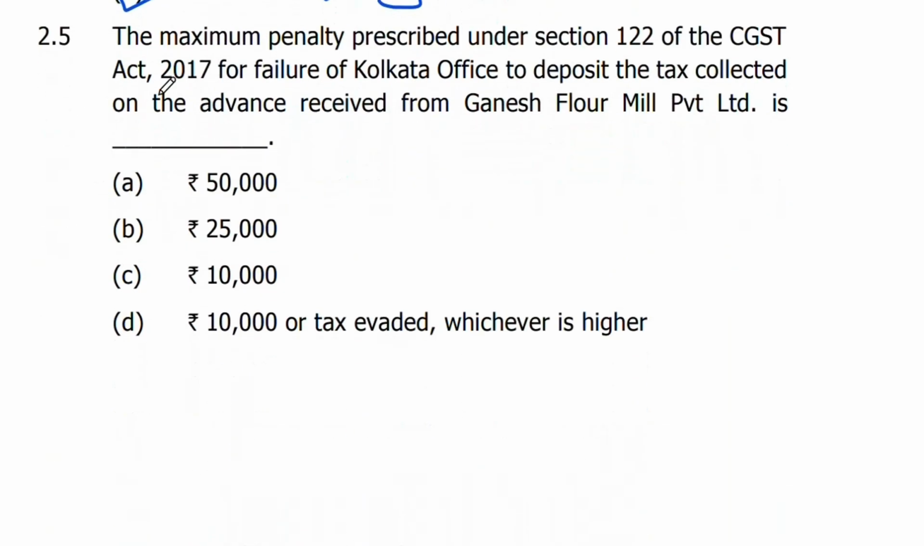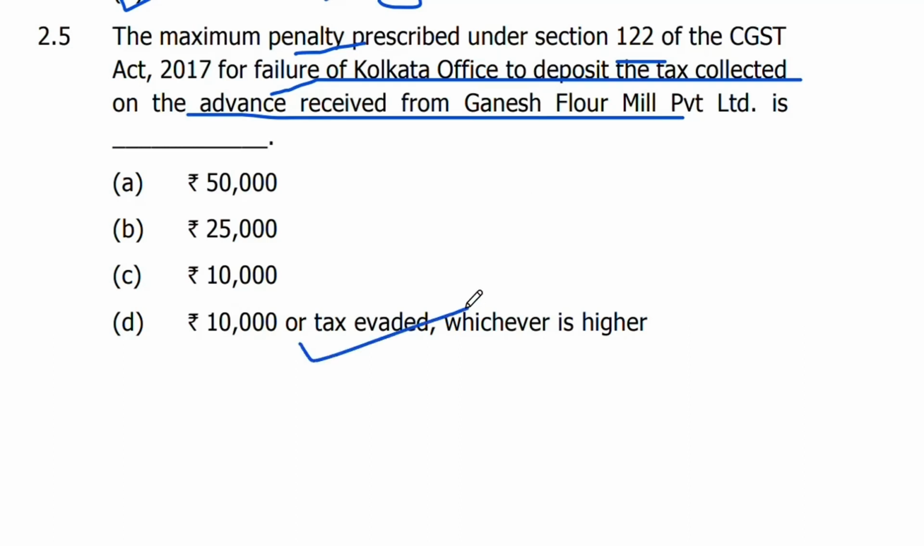Okay. The maximum penalty. Now they are asking about penalty. Under the penalty chapter, under section 122, they have given the section also for you, made easy for you. For the failure of Kolkata office to deposit the tax collected on advance received, they have received it in advance but failed to pay the tax to the government. It is one of the offenses that comes under section 122, and the penalty prescribed under 122 is 10,000 or the amount of tax evaded, whichever is higher.